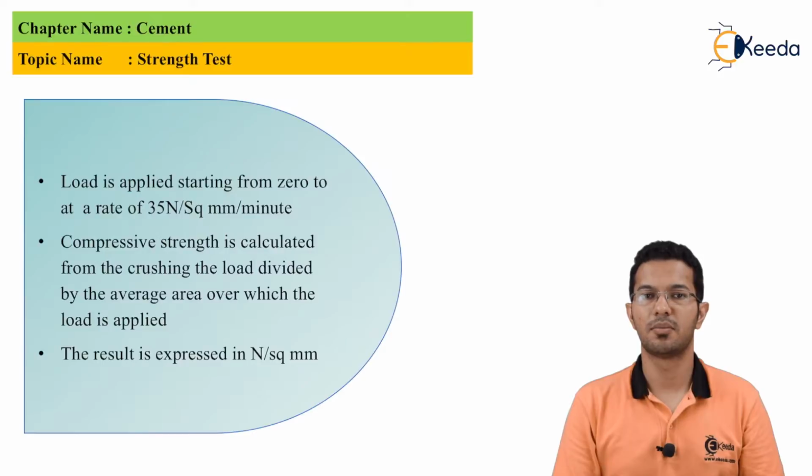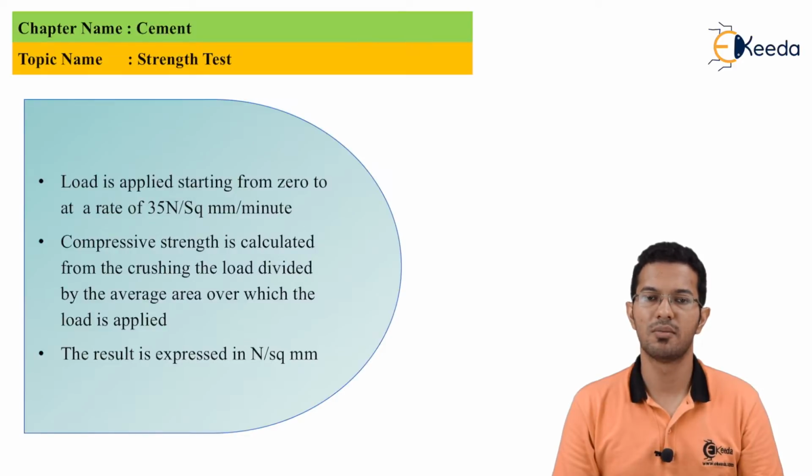The load is then applied starting from 0 at a rate of 35 Newton per square millimeter per minute. Compressive strength is calculated from the crushing load. The load is divided by the average area over which the load is applied. The result is expressed in Newton per square millimeter.